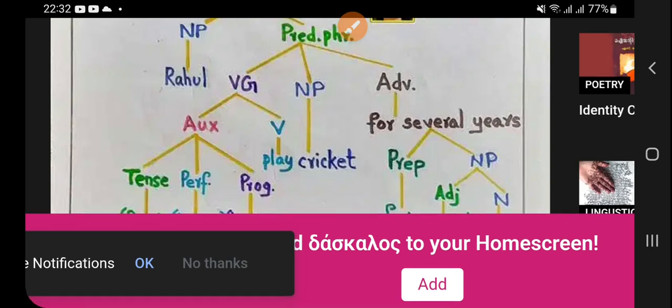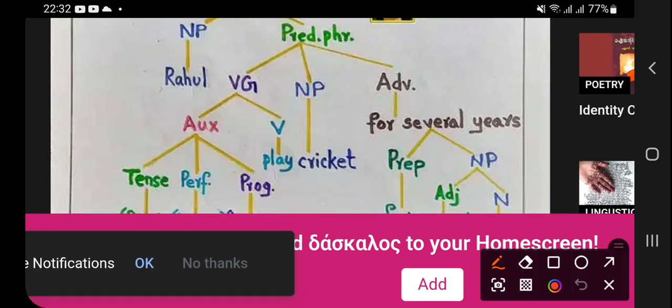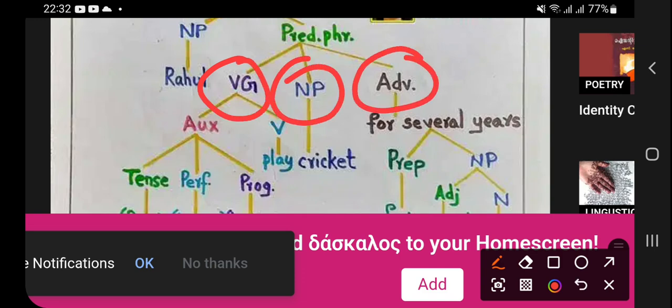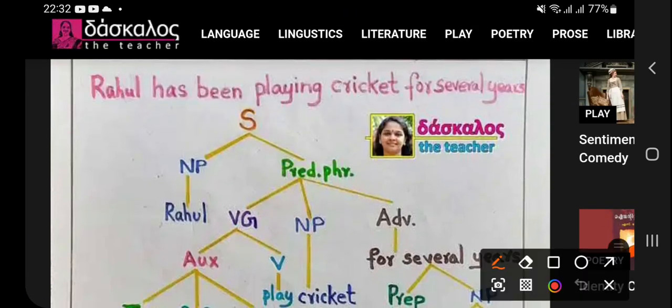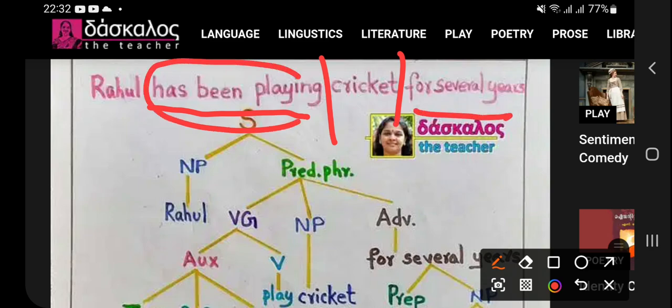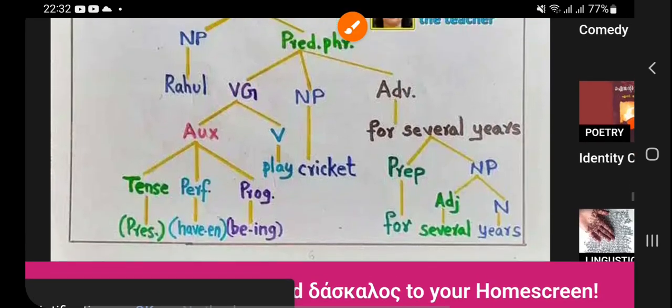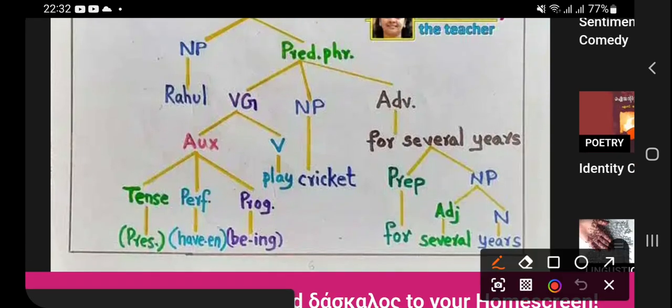Now the predicate phrase is again divided into three parts: verbal group, noun phrase, and adverb. How? First we have to see from here. This is a verbal group, then a noun phrase, and then an adverb. This whole is called the verbal group, this is the noun phrase, and this is the adverb, right? How? We'll see. First we have to analyze the verbal group.